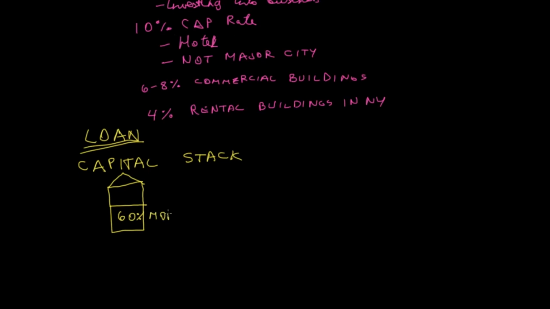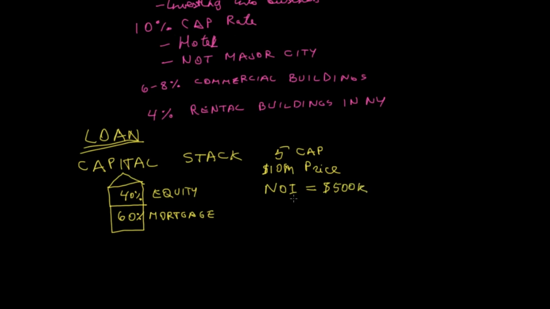If you take a building, your 60% is what is called a mortgage, and maybe 40% is called equity. So let's say this building is a 5 cap, and the price of the building is 10 million. So you can tell that the net operating income is 500,000.